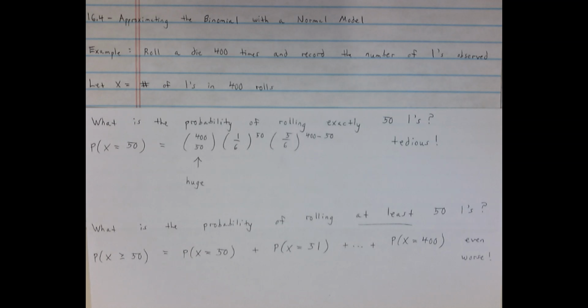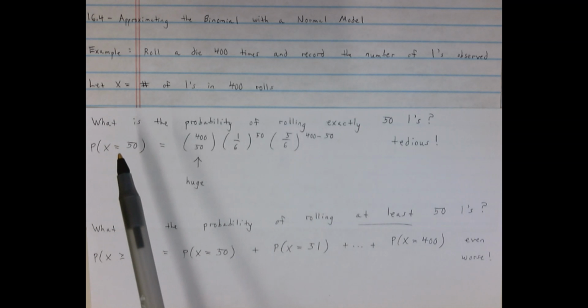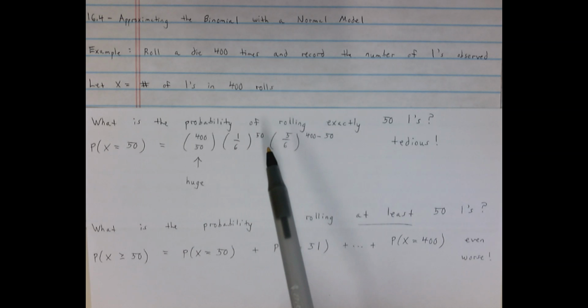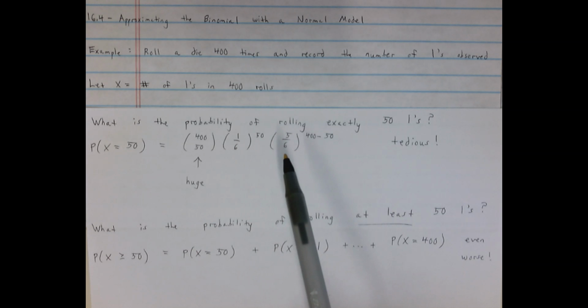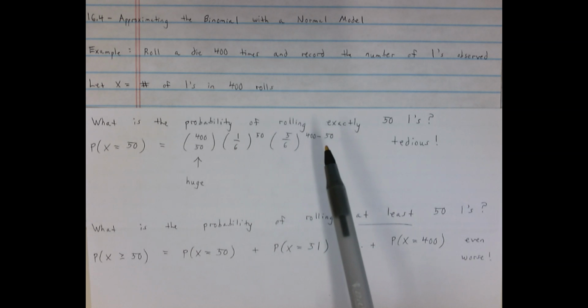Well, as we saw last time, we'd set this up as follows. The probability that X equals 50 is, in this case, 400 choose 50, which ends up being a huge number, times p raised to the power 50 times q raised to the power 400 minus 50. This is a very tedious calculation.